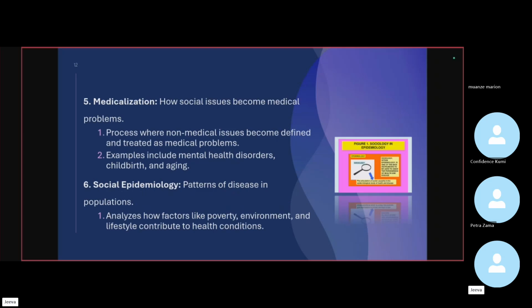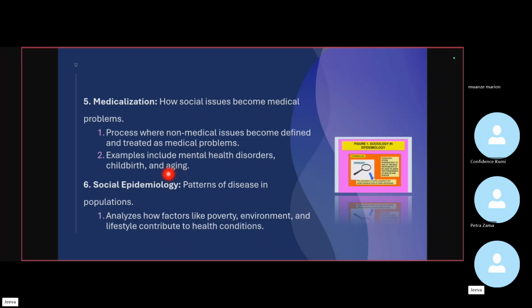Understood? Then the fifth one is medicalization. Medicalization in the sense of how social issues become medical problems. It is the process where a non-medical issue becomes defined and treated as a medical problem. Examples include mental health disorders, childbirth, aging. See the mental health issues, like people take a lot of stress and they lose their mental stability. So it's a non-medical issue, which later they come for treatment and becomes a proper medical problem. Same like childbirth. It's a natural process, and later they seek medical treatment. So it becomes a medical problem.